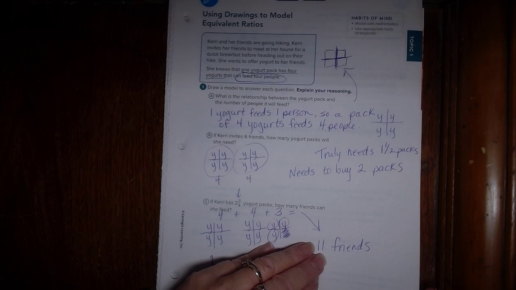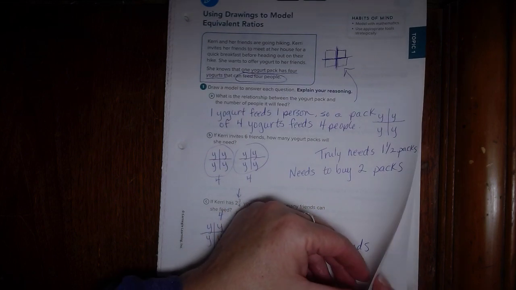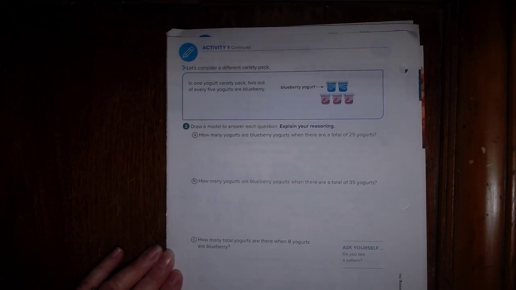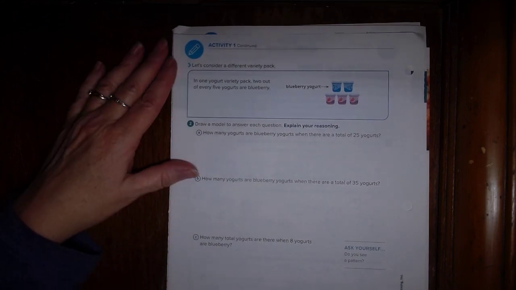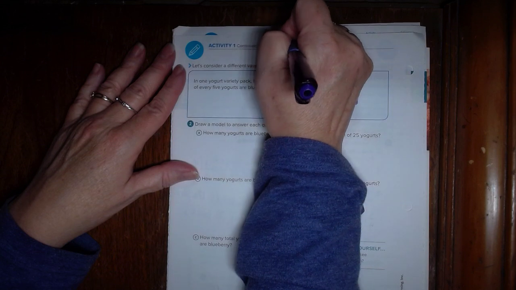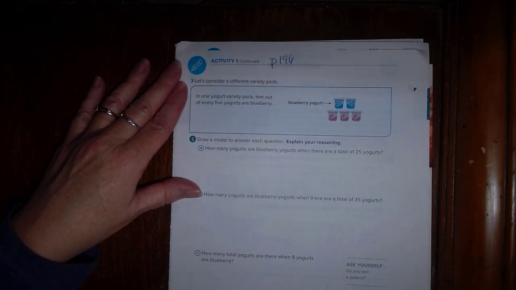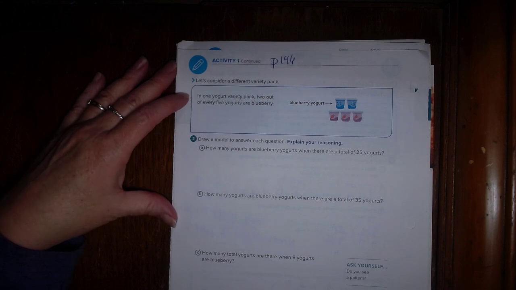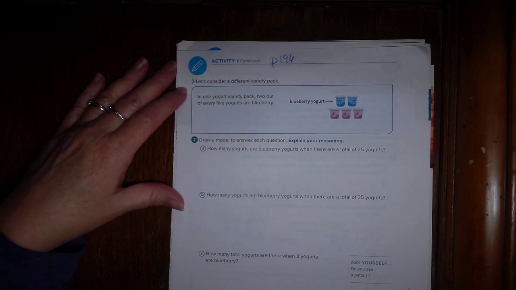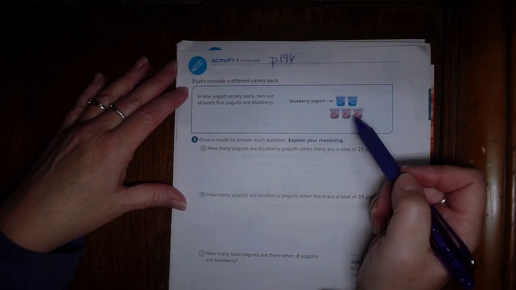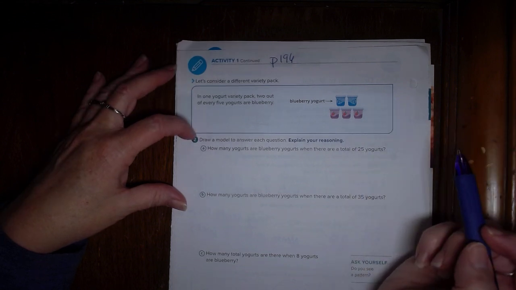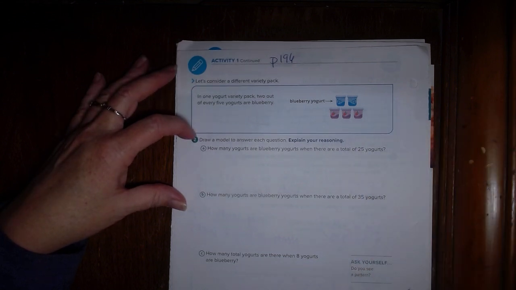Okay, moving on. Flipping over to page 196. Finishing up activity 1 here. It says let's consider a different variety pack. So this is page 196. If in one yogurt variety pack, 2 out of every 5 are blueberry. Okay, so if 2 blueberry, and then that looks like strawberry. There's strawberries on it. So it says draw a model to answer each question.